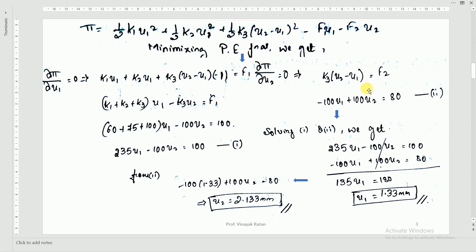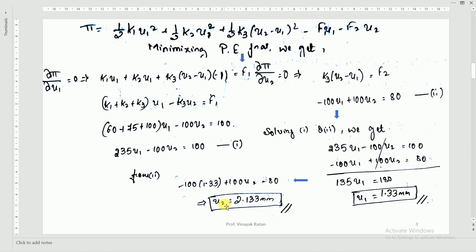The same with respect to u2. Same with respect to u2 you have to do. Then simplify it and arrange it properly with respect to u1 and u2. Take the common term as u1 and u2 here. Arrange it for this case and for this case. Substitute the given values. You will get two sets of equations, one with respect to u1 and one with respect to u2. Simplify those simultaneously, and you will get the displacements u1 and u2.